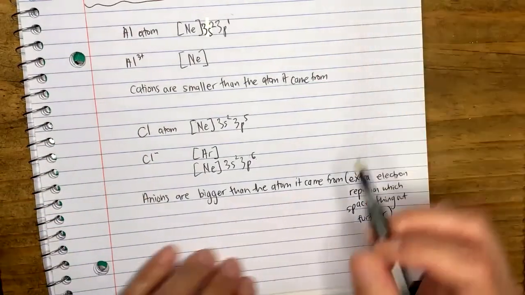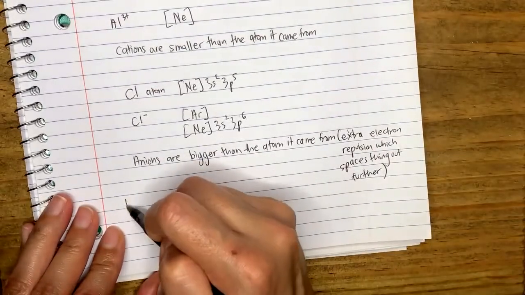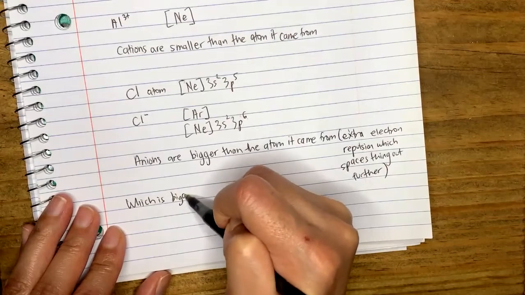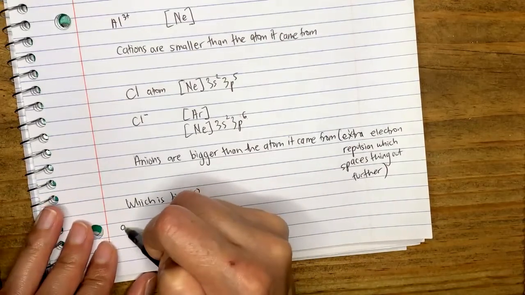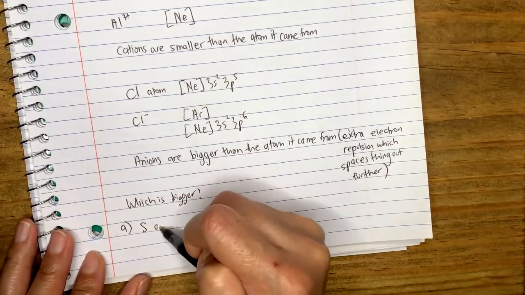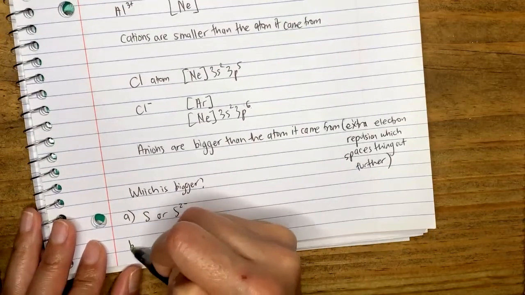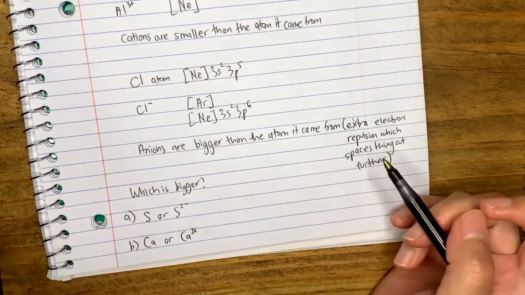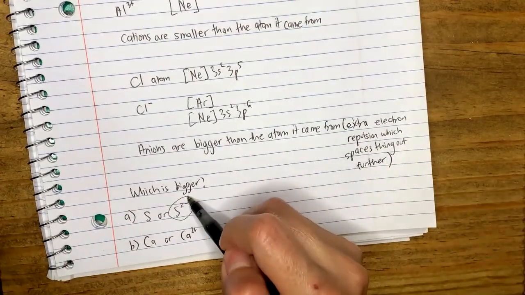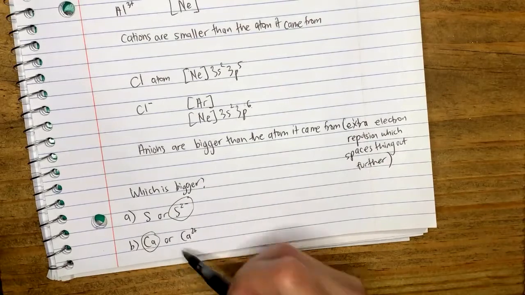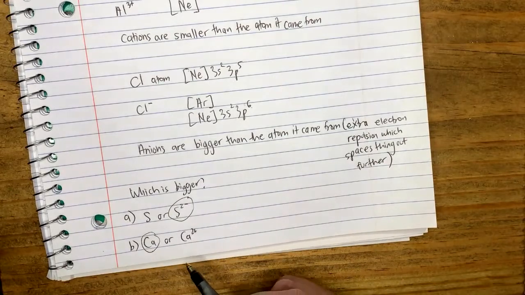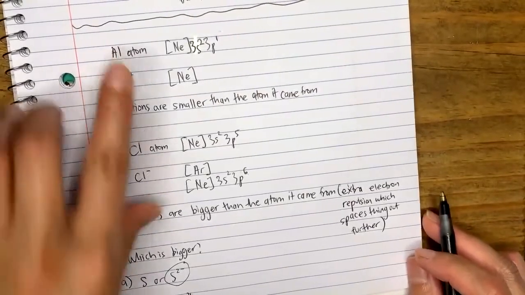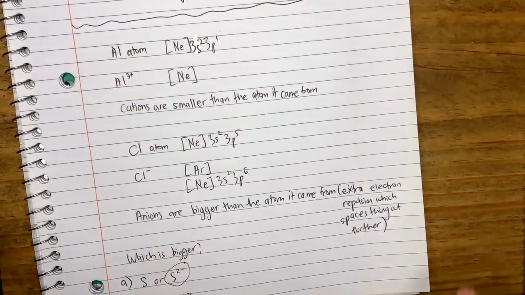So there's the big question. Which is bigger? A, you have S or S2 negative. B, Ca or Ca2 plus. So then you'd be like, well, obviously the bigger one is the anion, and obviously the bigger one is the atom right here compared to the cation, just because of the trends that we just told you about over here. So those are ions and the atoms it came from, okay?